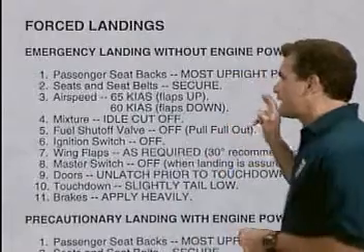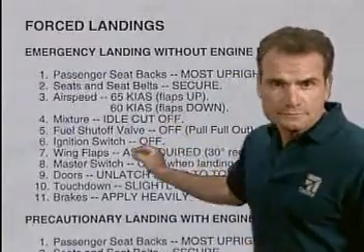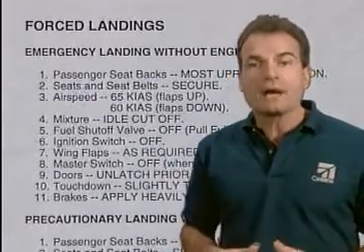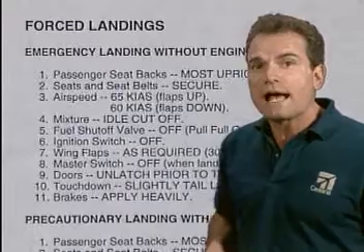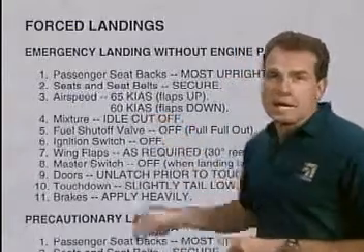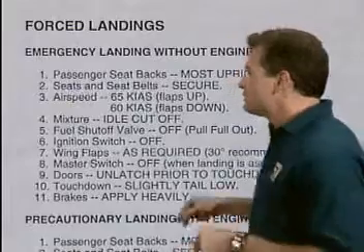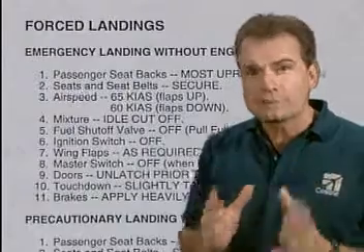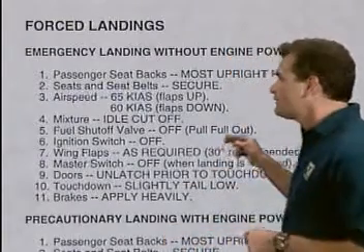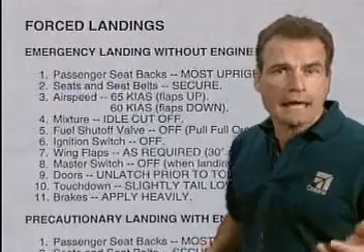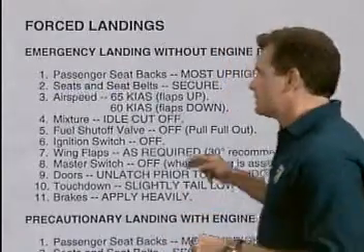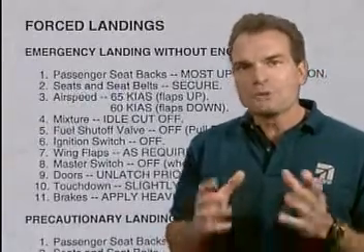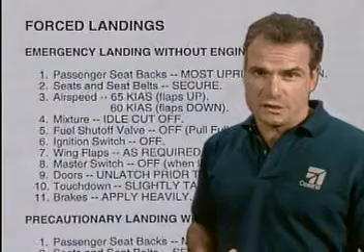60 knots indicated airspeed with the flaps down. You should only put the flaps down when you're sure you will be able to make it to your landing area with them down. And once you lower the flaps, you should slow to 60 knots indicated. Mixture should be set at idle cutoff. Why? Well, this shuts off the fuel flow to the engine and helps prevent a fire. The fuel shutoff valve should also be off. And again, to prevent a fire. The ignition switch, that should be off to remove electrical energy to the engine and help remove ignition sources that might also cause a fire.